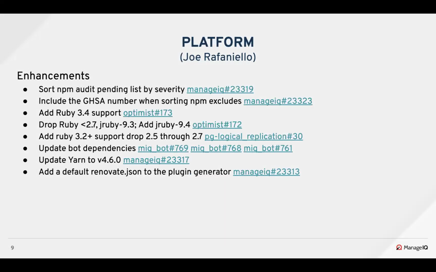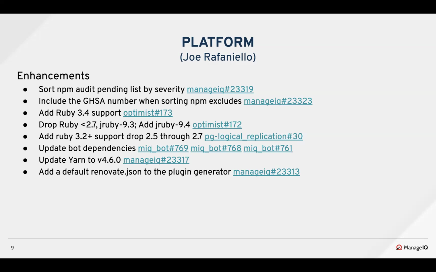Thanks, Adam. For platform enhancements this sprint, Jason updated the CI security suite for NPM to sort by severity. Additionally, he also included the GitHub security advisory number when sorting by the NPM excludes. Jason added Ruby 3.4 support to Optimist. Also in Optimist, he dropped Ruby less than 2.7 and JRuby 9.3, and he added JRuby 9.4.